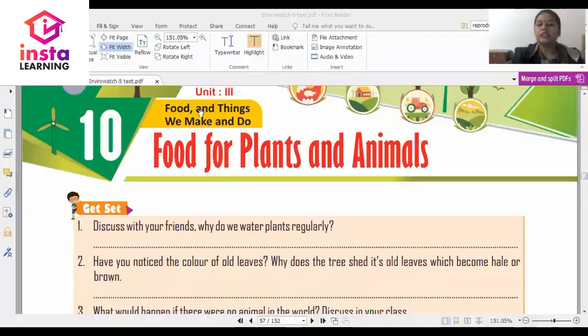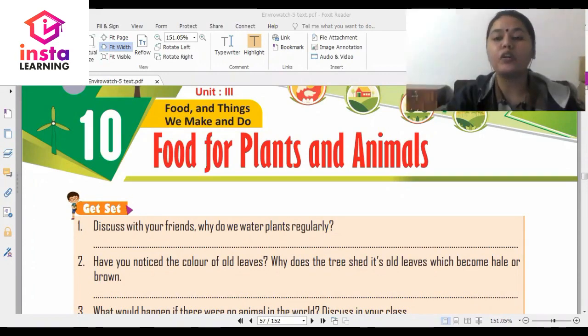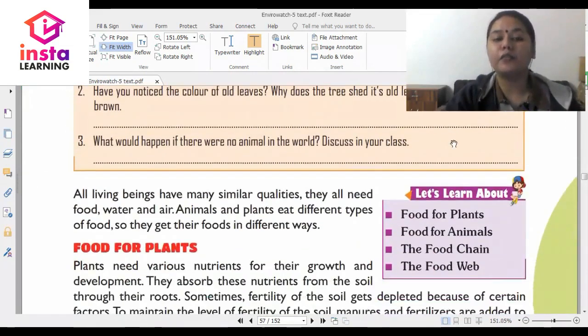And today from your EVS book Enviro, we are going to be reading the next unit and the next chapter. So let us start reading it. So this is unit 3 and the title of the unit is Food and Things We Make and Do. And the first chapter, which is originally chapter number 10 of your book, the name of the chapter is Food for Plants and Animals. So we're going to talk about how plants and animals get their food.